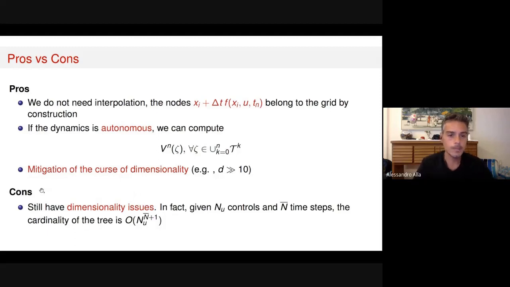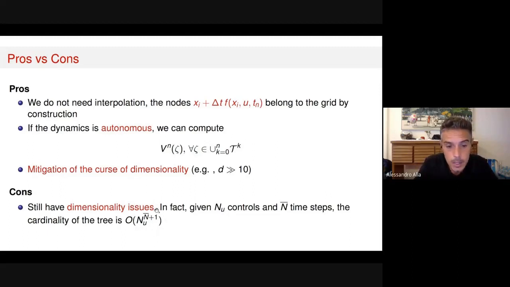What is the big problem? The big problem is the cardinality of the tree. So the cardinality of the tree increases exponentially. Why exponentially? Because this is order of the number of controls to the number of time steps. Okay, so we pass from the curse of dimensionality to the problem that the tree increases exponentially.